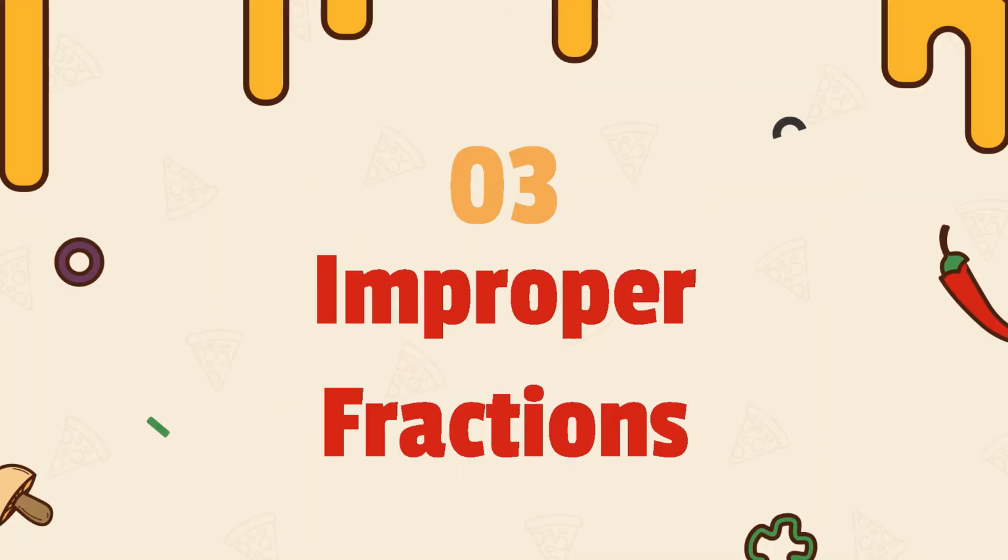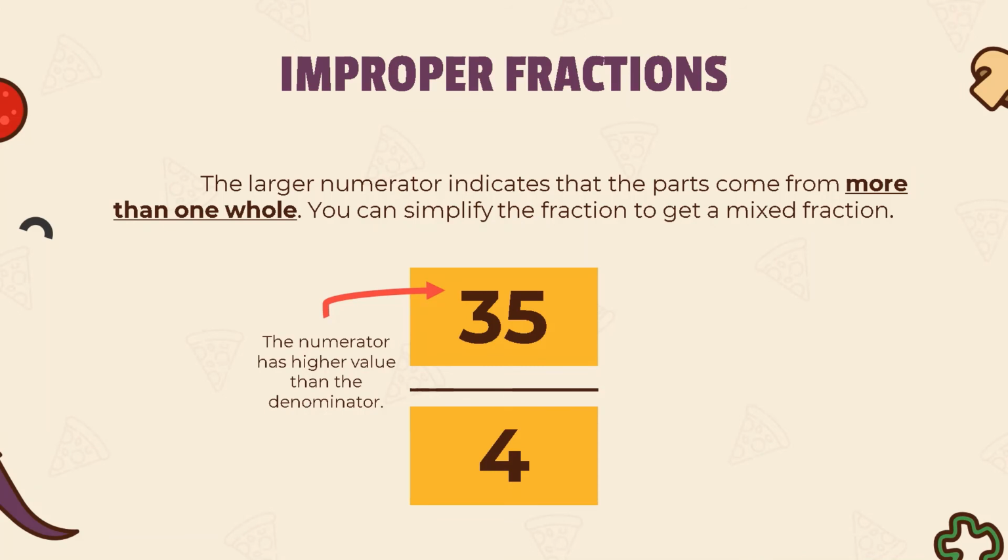Improper fractions. The larger numerator indicates that the parts come from more than one whole. You can simplify the fraction to get a mixed fraction. If you look at a fraction 35 over 4, you can see that 35, the numerator, is a higher value than the denominator, which is 4.